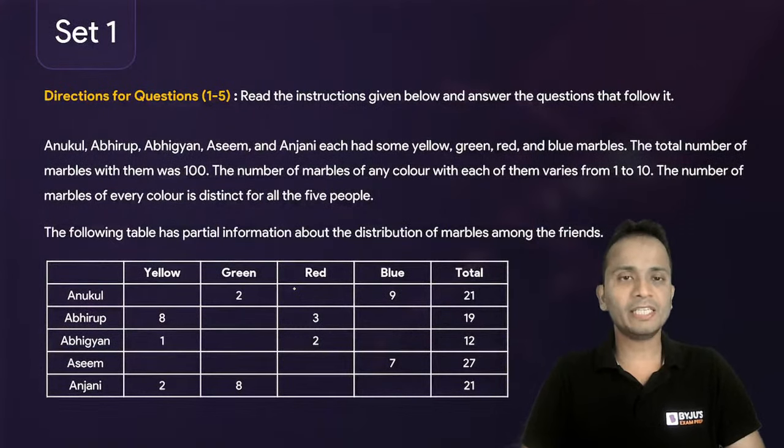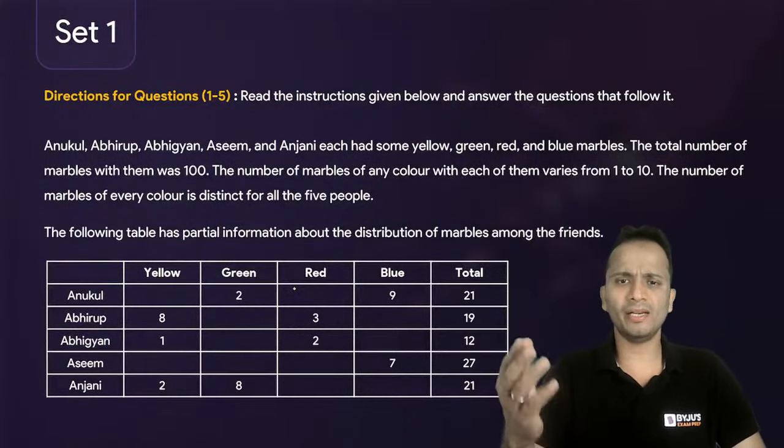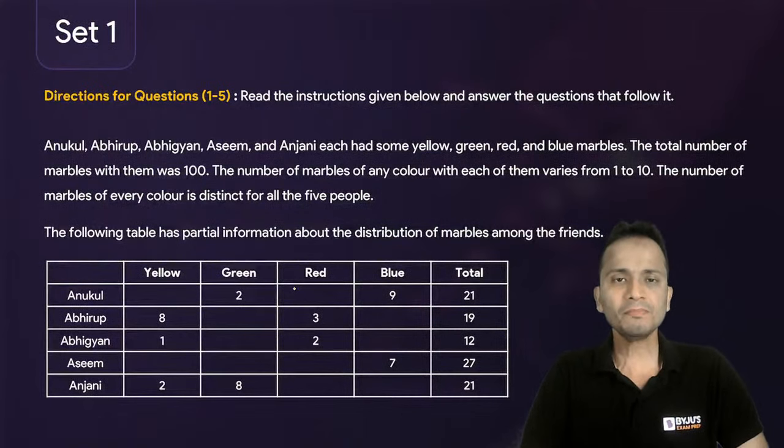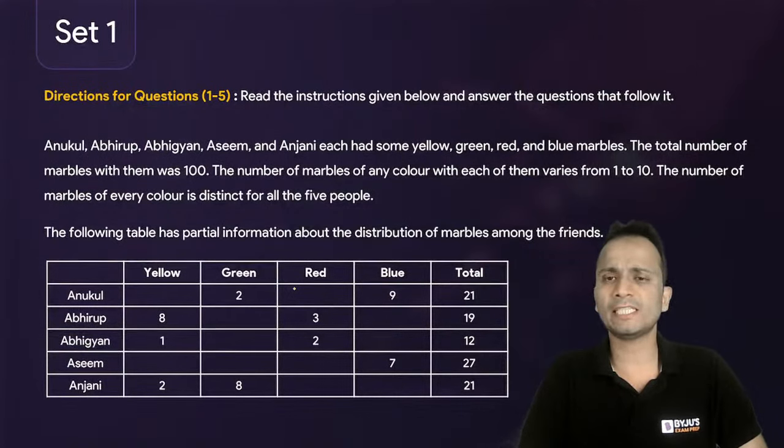Now, all of you must read this data very carefully. Every line is important. Now read the instructions given below and answer the questions that follow. Anukul, Abhirup, Abhigyan, Asim, and Anjani each had some yellow, green, red, and blue marbles. The total number of marbles with them is 100, and you can verify it from the table as well. The number of marbles of any color with each of them varies from 1 to 10. So the values that we'll be filling in this table will start from 1 up till 10.